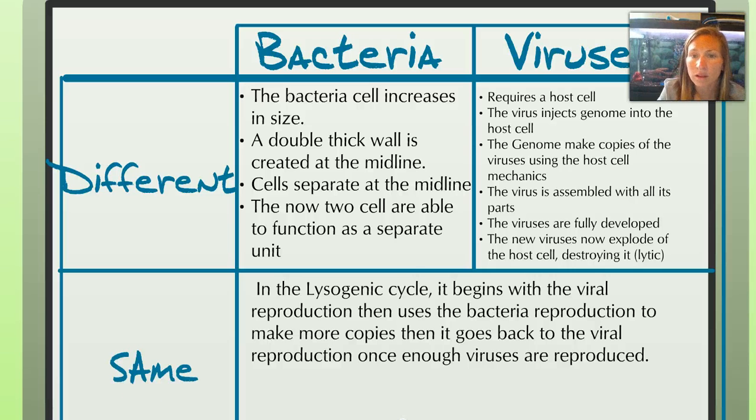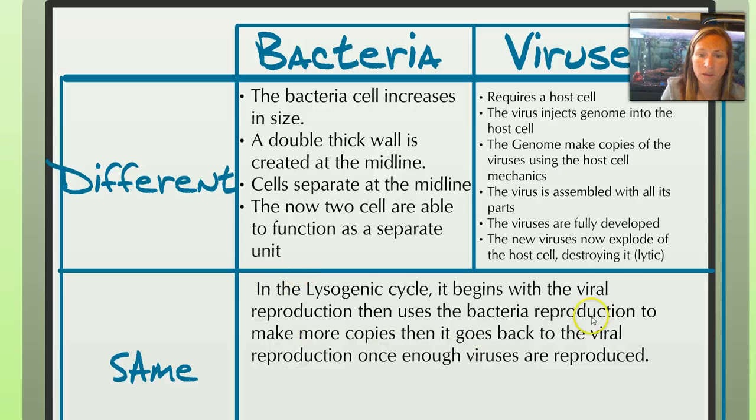Now, a virus actually requires a host cell. The virus will inject its genome or DNA into the host cell. It will then get copies made. The virus will assemble its parts. Once it's fully developed, it will explode out of the host cell and destroy it. And this is something called a lytic cycle.